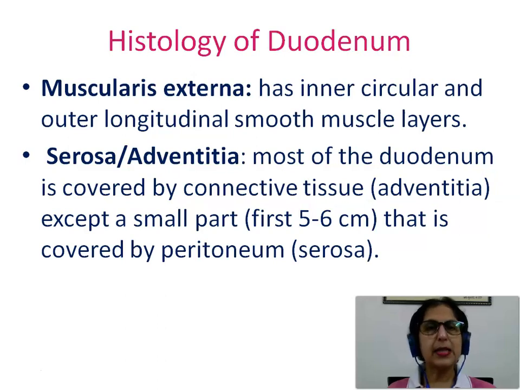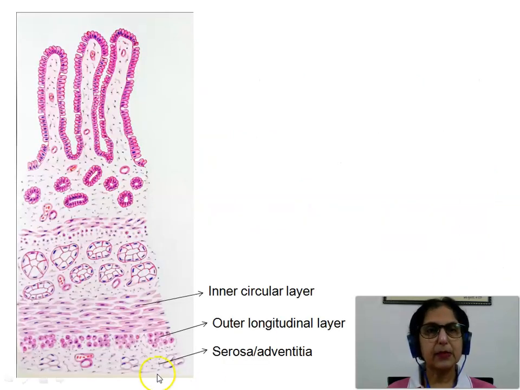This is made up of loose connective tissue which contains blood vessels, adipocytes and fibers. Here we see the muscularis externa, made up of inner circular and outer longitudinal layer of smooth muscle fibers, and outermost is the serosa or adventitia, containing loose connective tissue, blood vessels, adipocytes and some other cells and fibers.